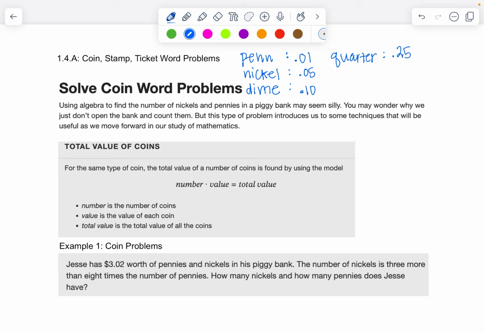So for the same type of coin, the total value of a number of coins is found by using the model: however many coins there are times the value. So like if there were 10 pennies, it'd be 0.01 times 10.